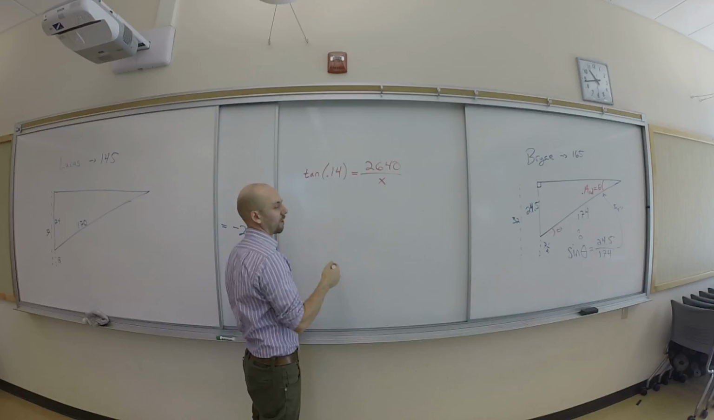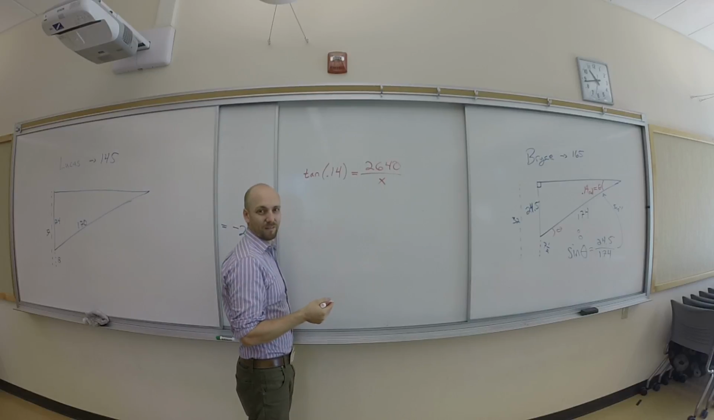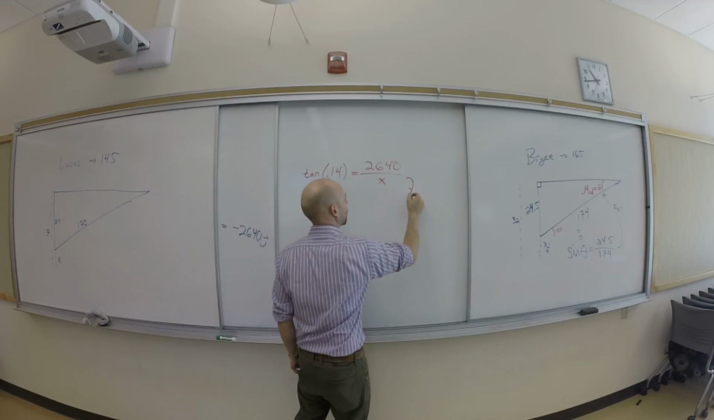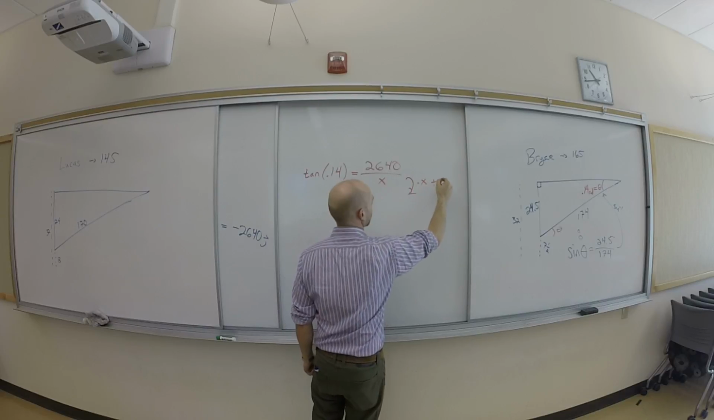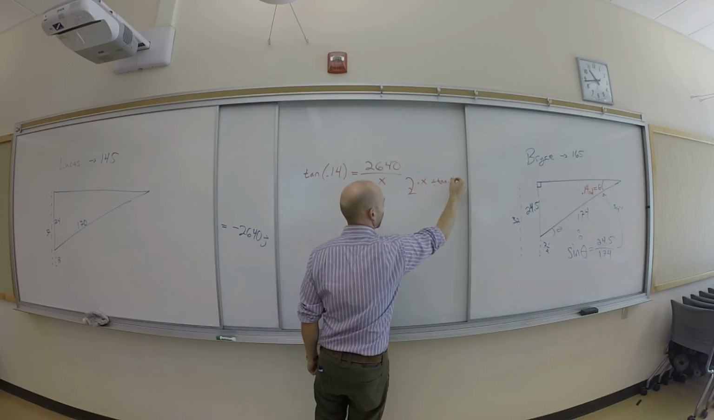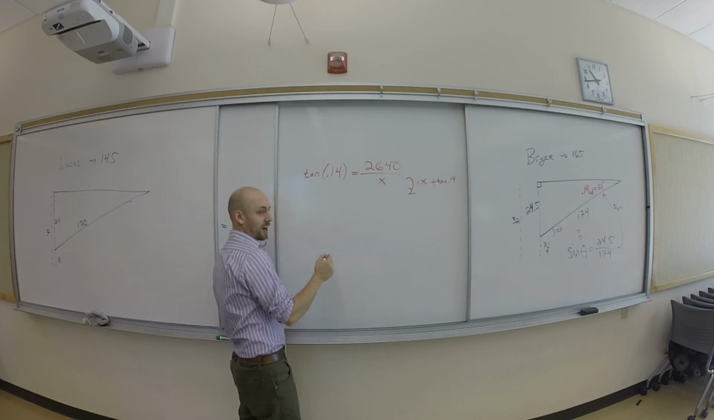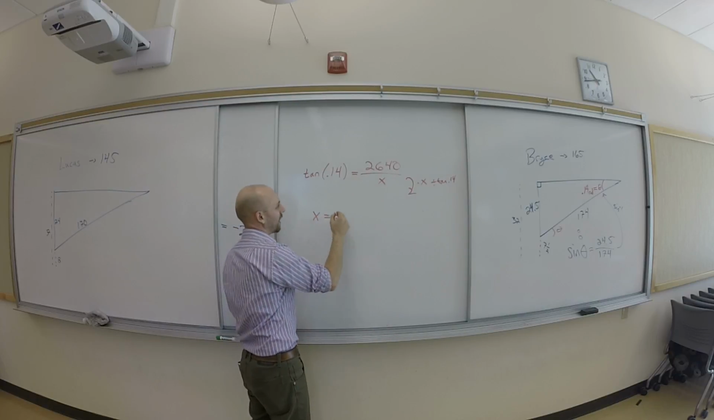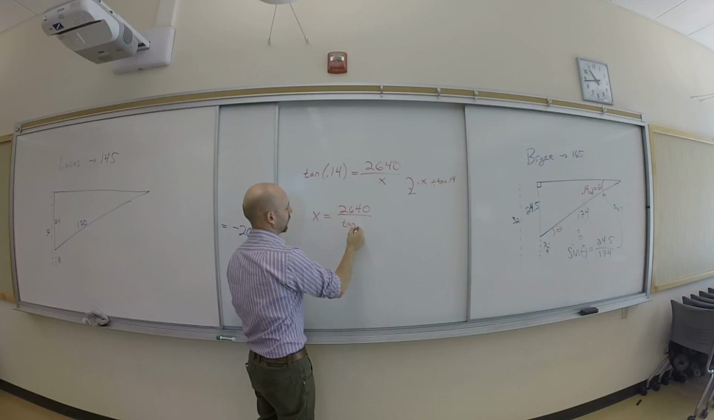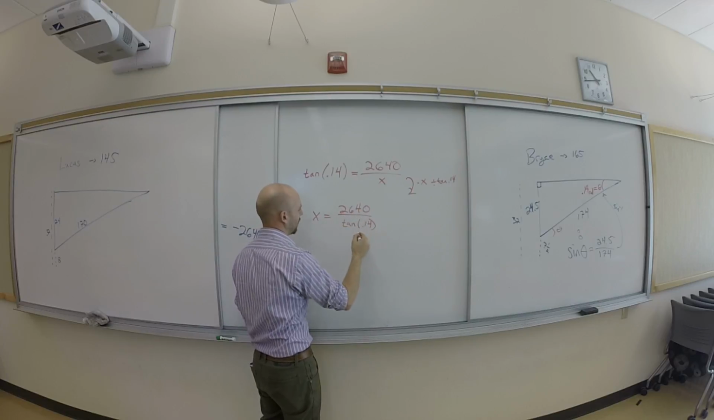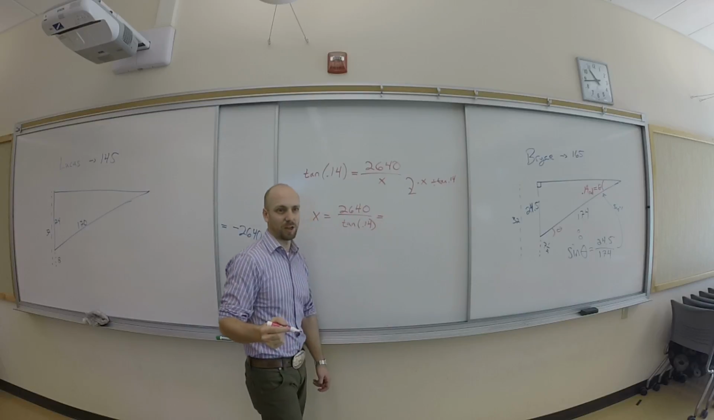So what do you do? Multiply both sides by x, divide both sides by tangent of 0.14, making sure that your calculator's in radians. Get x is 2640 divided by tangent of 0.14, which is, somebody?